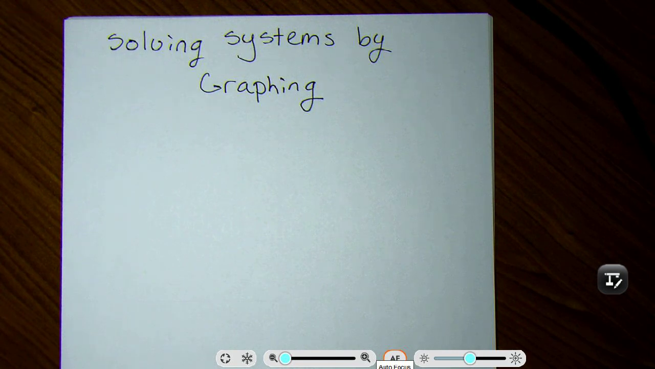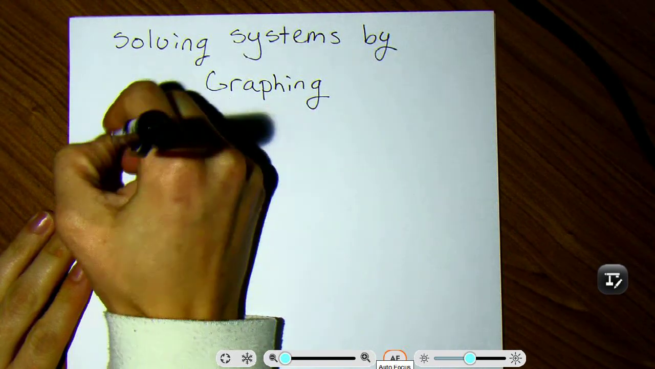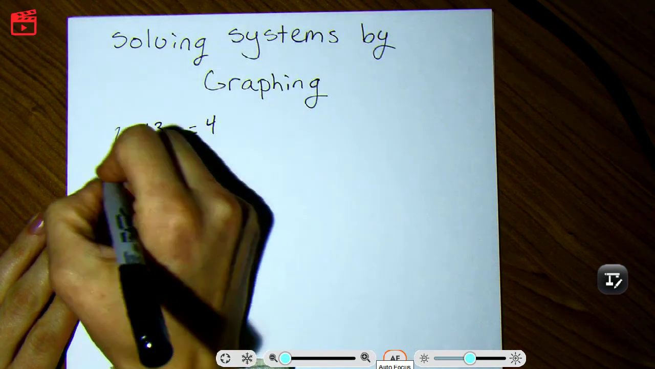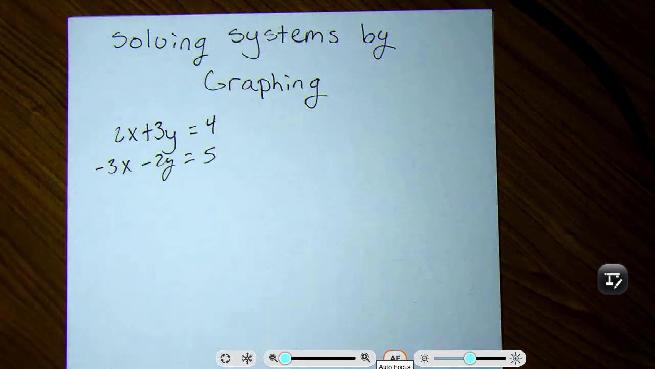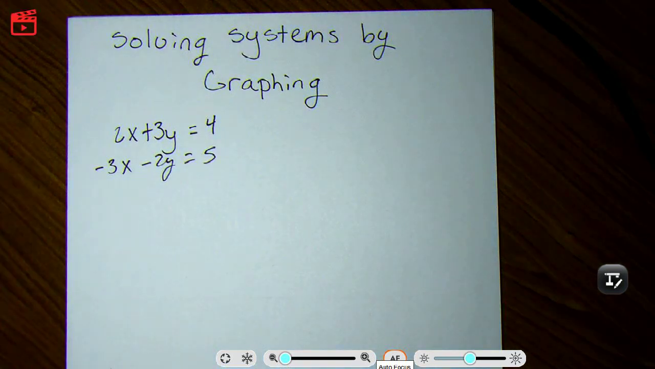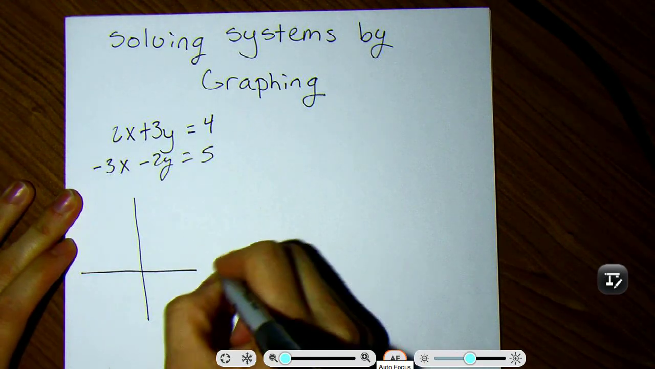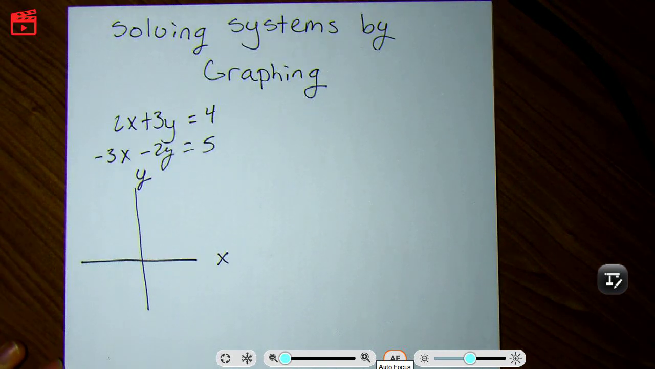So we're looking at solving systems of linear equations by graphing. First, if you think of a system of linear equations, you're going to have two or more linear equations, something like that. So I have two linear equations, and if you think of those on the same x and y axis, then there ends up being three different possibilities that we could have.